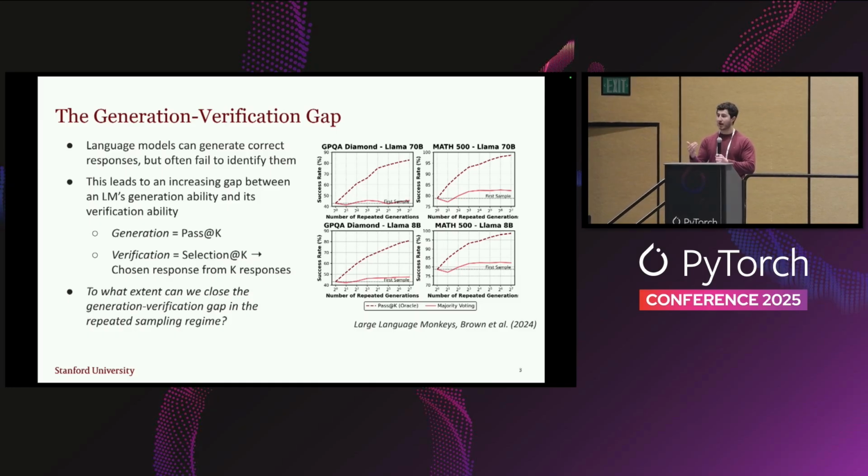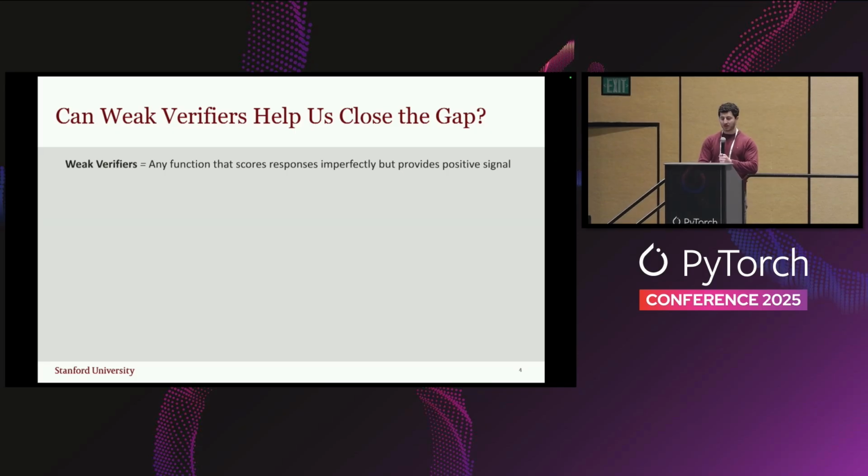But your actual ability to select from these responses, or your selection at k, continues to plateau beyond just using the majority amongst all of the different votes. And so what we wanted to see is to what extent we can close the generation verification gap in this specific repeated sampling regime. We wanted to see if maybe weak verifiers could help us out.